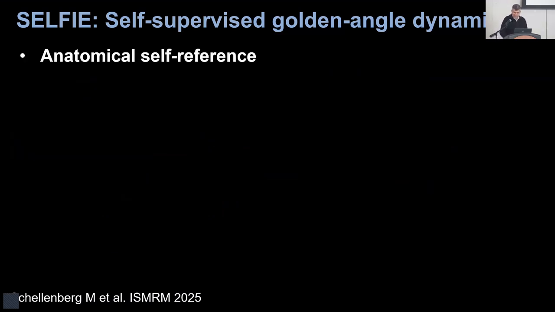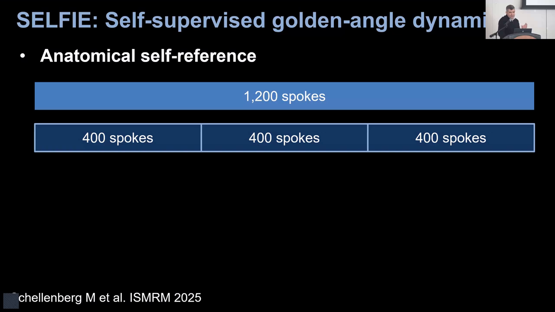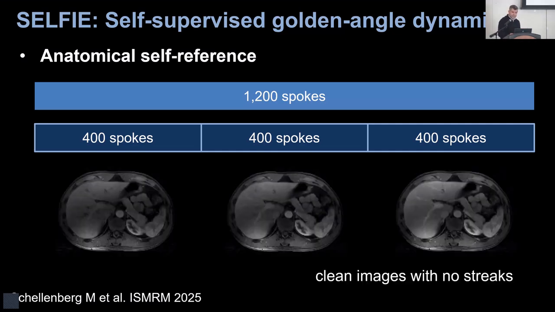All right, let me just walk you through some examples. Let's say that we acquire 1,200 spokes, which is a popular number of spokes. If we're going to reconstruct a 256 by 256 image, 400 spokes are enough to get a fully sampled reference at the Nyquist rate. So we can get three of them. These images, even though they don't have the full temporal resolution, are clean images with no streaks. So we can show these to the network and train the network. These are the images, so this is the kind of image quality that we want to get.